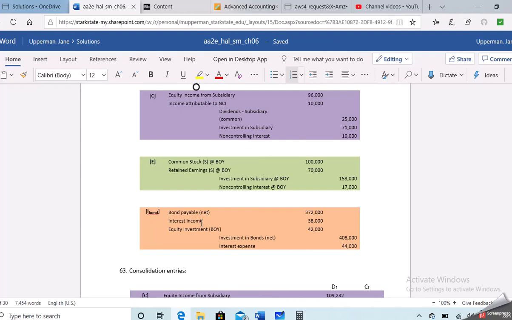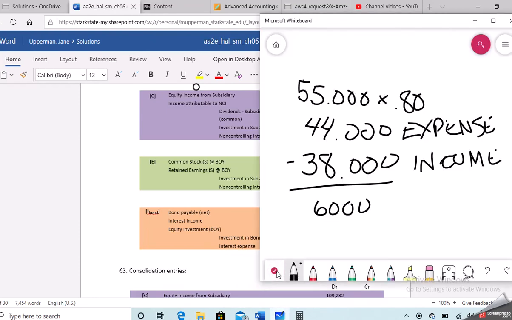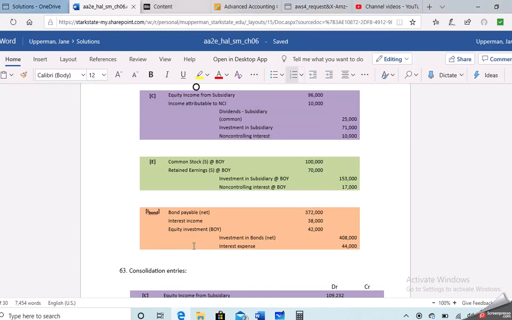Then the interest income is offset to the interest expense, which is the amounts that I had over here, the 44,000 and the 38,000. You can see those coming in there. Then the investment in bonds is after the amortization is taking place. So that is $2,000 a year, and 1 year has been amortized. The investment in bonds would have started at 410, amortized by $2,000 to bring it down to 408.